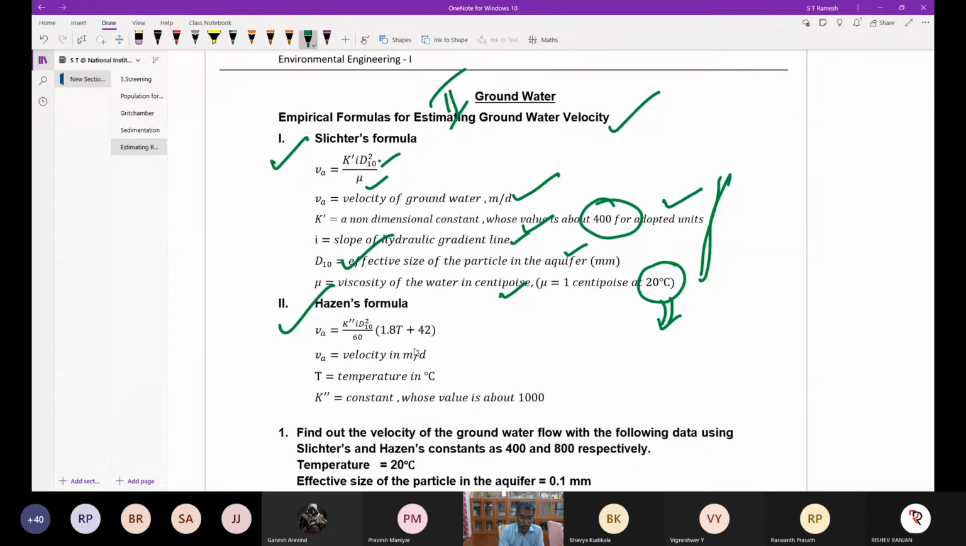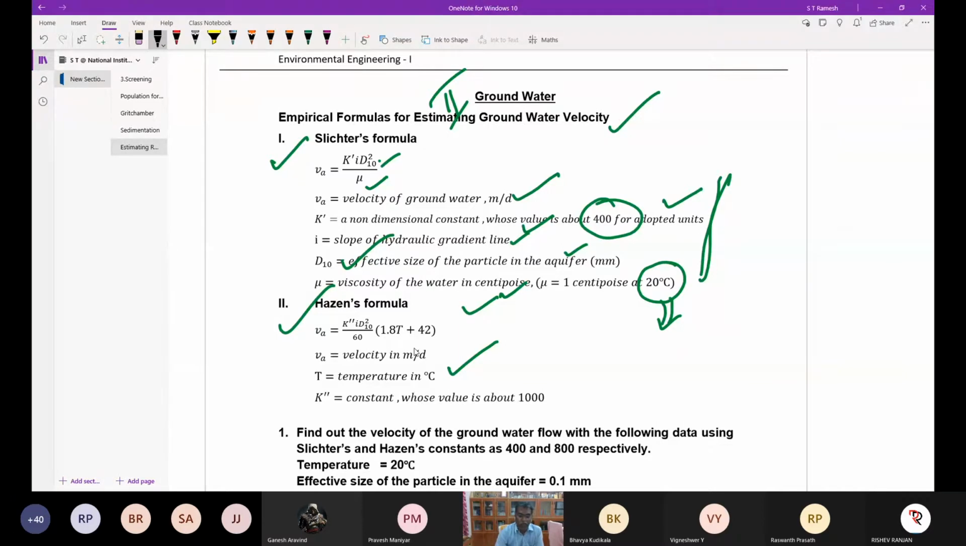So remember this equation, or you can use Hazen's formula directly. Hazen's formula is K double dash into I into d square divided by 60 into (1.8 T plus 42), where T is temperature in degrees Celsius. To differentiate from K dash, here K double dash, the value you can substitute as 1000. Please remember these formulas to calculate the velocity of groundwater.